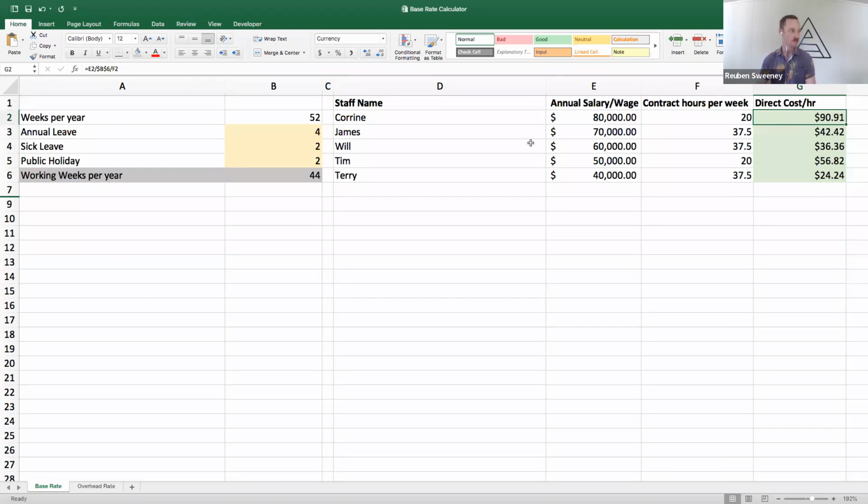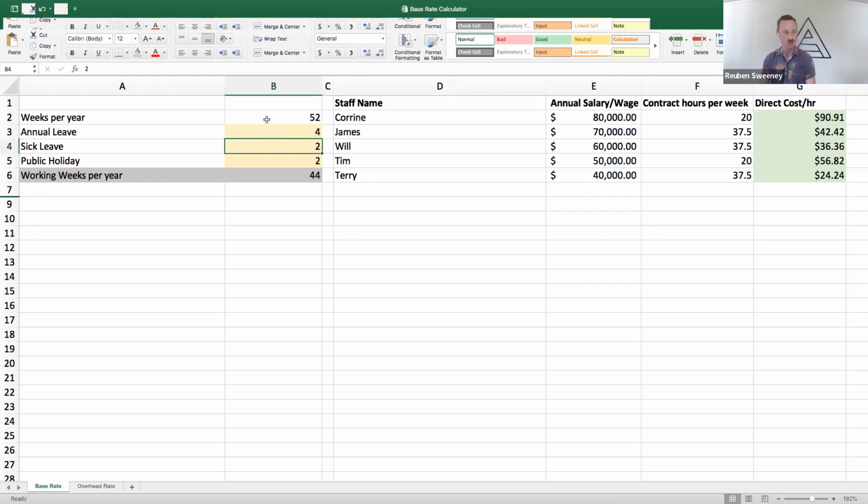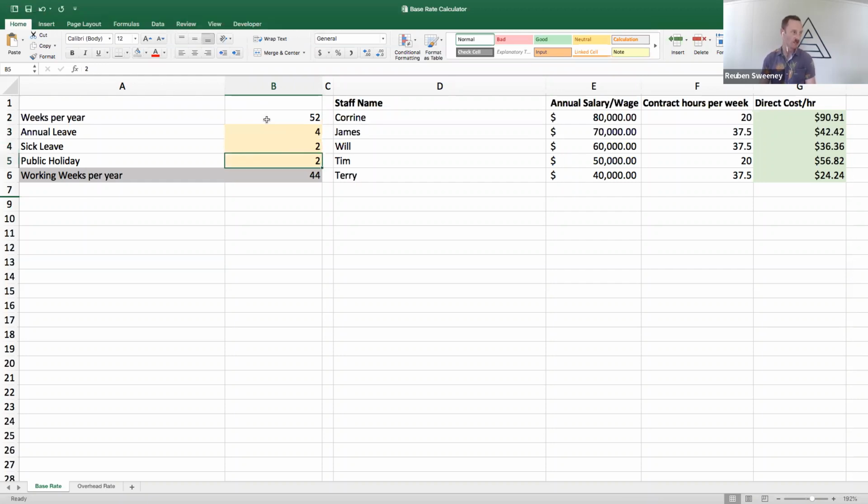But to give you the idea, what we're doing here is looking at the number of weeks in the year, which for all of us is roughly the same, 52. Depending on what country you're in, we have annual leave of 4 weeks for our people. We have 2 weeks of sick leave, maybe 1. Public holidays, there's about 10 days, I think, in Australia and New Zealand. So there's roughly 44 working weeks in a year, rough maths.